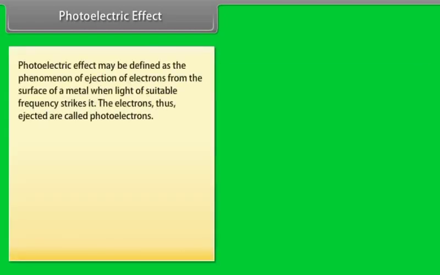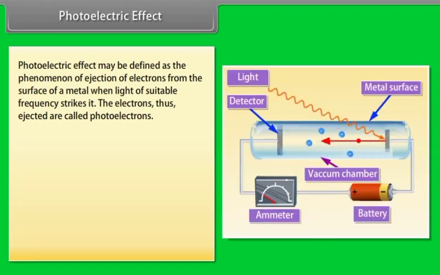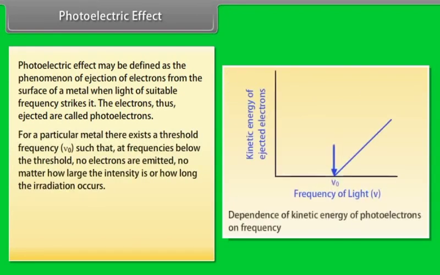Photoelectric effect. Photoelectric effect may be defined as the phenomenon of ejection of electrons from the surface of a metal when light of suitable frequency strikes it. The electrons thus ejected are called photoelectrons. When light of particular frequency strikes the metal surface, electrons are ejected from the metal surface, which are detected by the detector. For a particular metal, there exists a threshold frequency nu naught, such that at frequencies below the threshold, no electrons are emitted, no matter how large the intensity is or how long the radiation occurs.